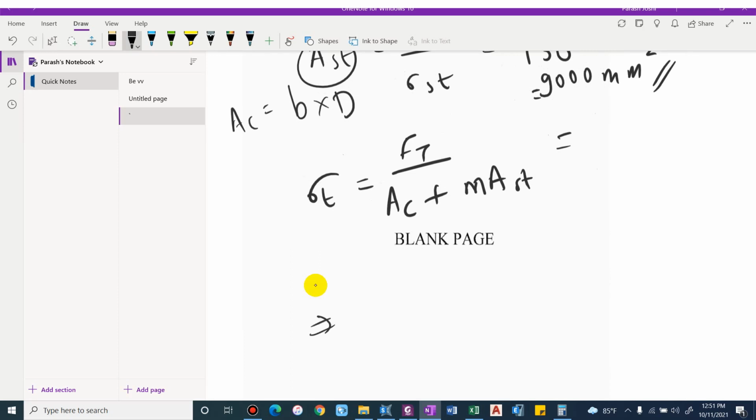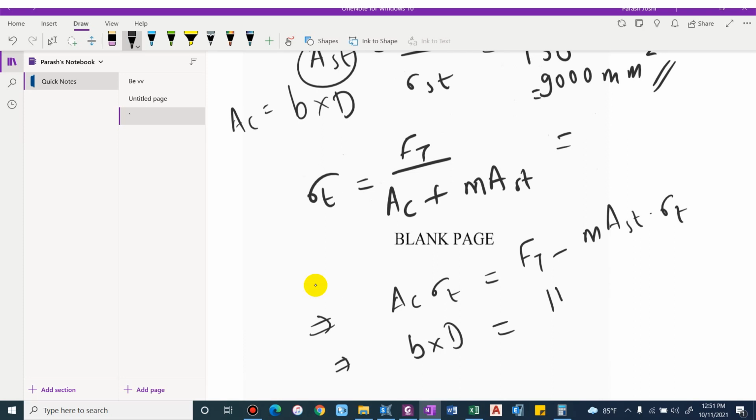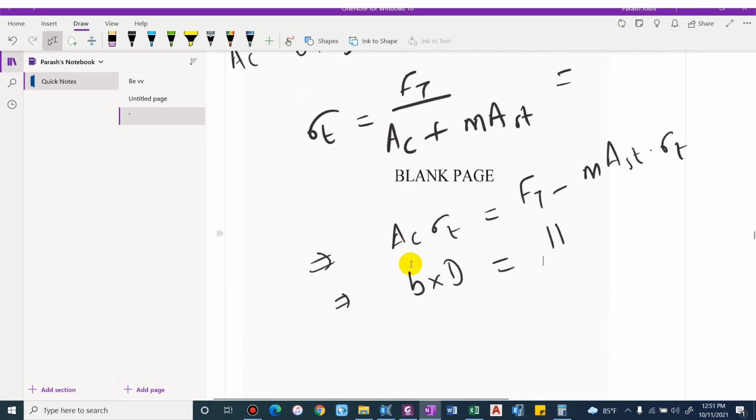Now if we cross multiply these terms, Ac sigma T is equal to Ft minus m Ast into sigma T. Ac is basically B into D. Let me take this, 1170 minus modular ratio. The modular ratio is simply 280 by 3 sigma CBC.